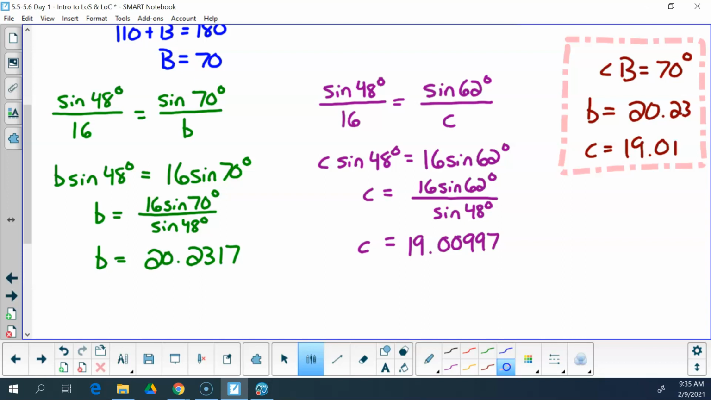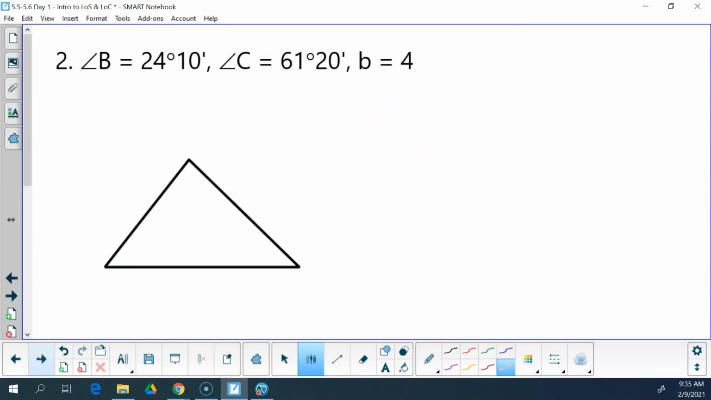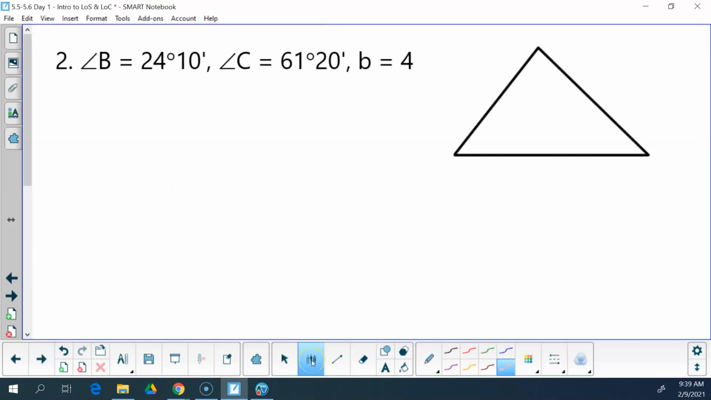Love it. Yeah? So, what I would like you to do now is I would like you to attempt this particular problem, which is number 2, in your green packet. Minutes. Side B is 4. C is 61 degrees and 20 minutes.